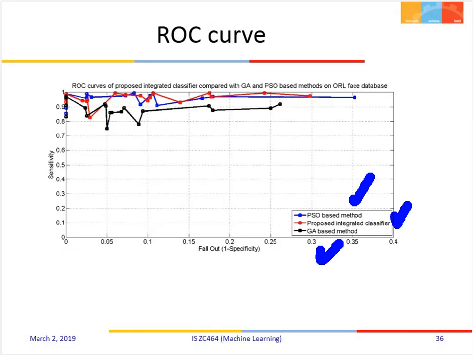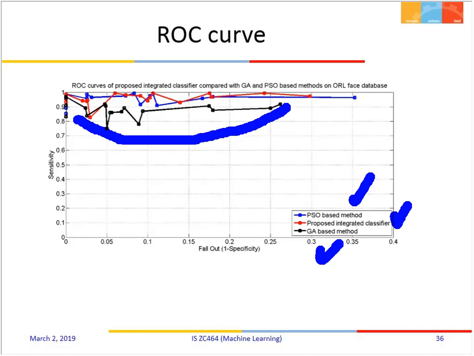But you can see a clear demarcation of the classifier represented by black, that is the GA-based classifier, which is a little below the two different curves in red and blue. So this is a way you can estimate the performance of your proposed machine learning algorithm when you compare with the results, right?